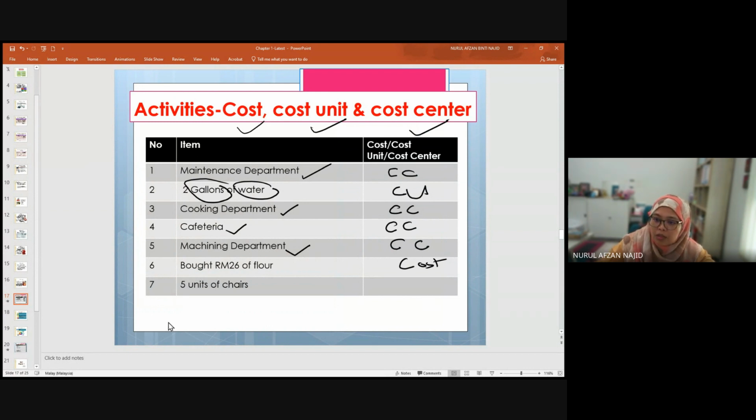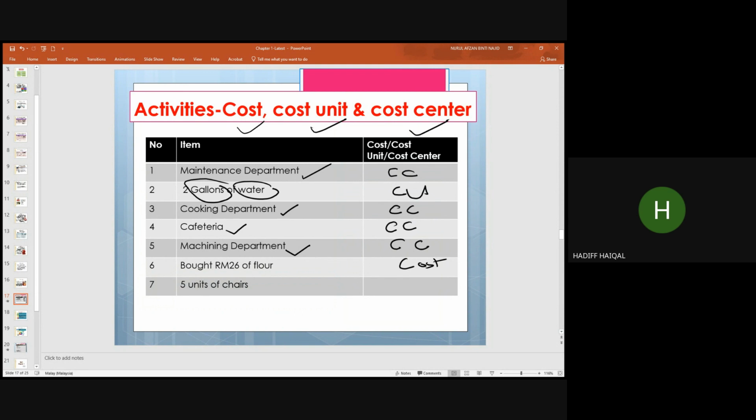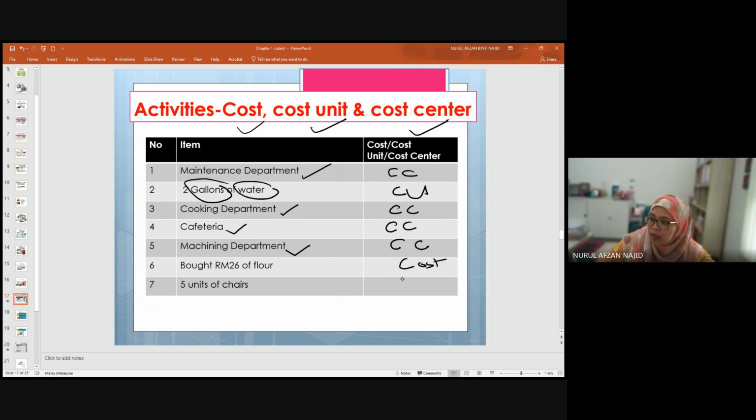Next, 5 units of chair. Hadif Haikal. Cost unit, madam. Cost unit, good Haikal. Cost unit. Okay, so this is actually how your quiz questions will look, more or less. So you need to identify whether it is cost unit or cost center.